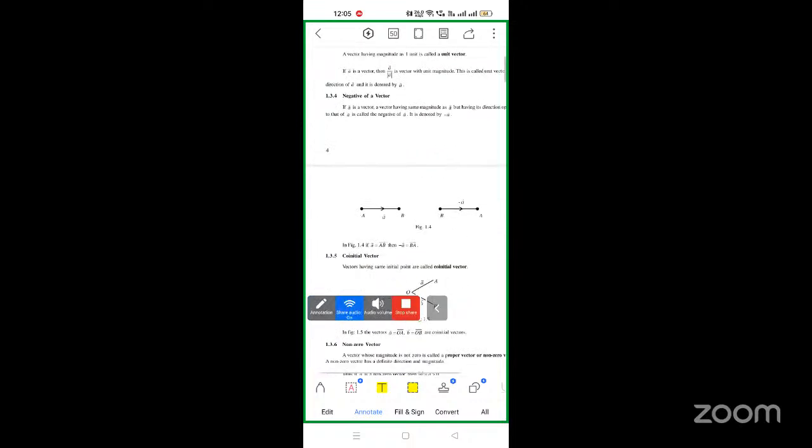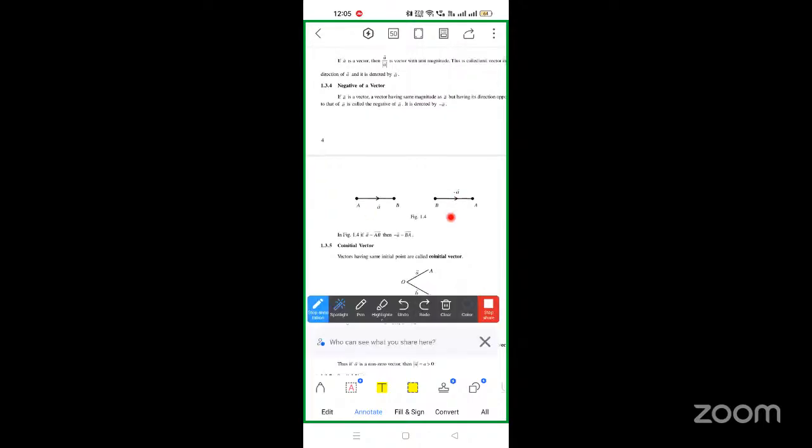See here in the figure, AB: direction A to B. And this is the negative of a vector, so the direction here is B to A. So this is a bar, this is minus a bar. These two vectors are opposite vectors. This is AB, A to B direction; BA, B to A direction. So these two vectors are negatives of each other. A is the negative of minus A, minus A is the negative of A.